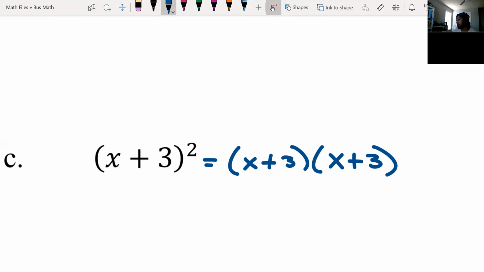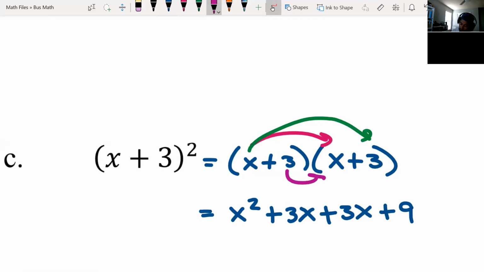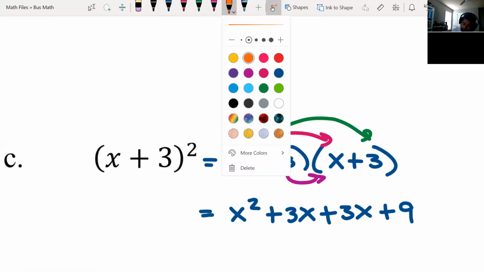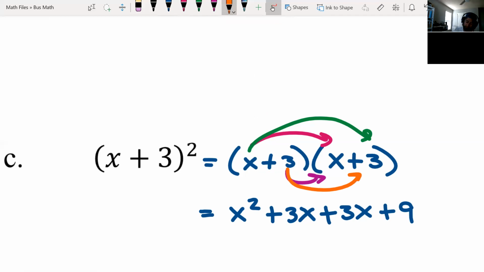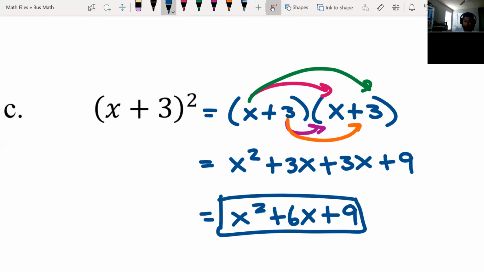And now, to multiply these, we once again will FOIL. So I'll have x times x, which gives me x squared, x times 3, which gives me 3x, 3 times x, which gives me 3x, and 3 times 3, which gives me 9. So once again, x times x, x times 3, 3 times x, and then 3 times 3. Combine like terms, and we'll get x squared plus 6x plus 9. There we go.